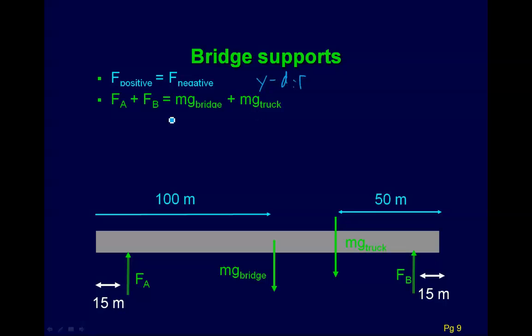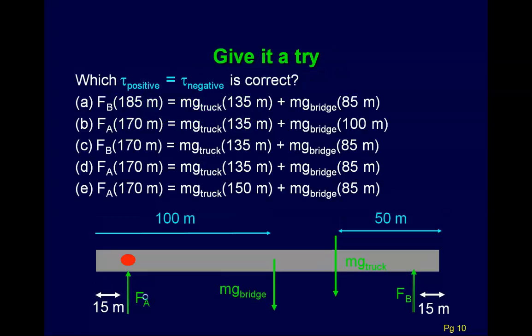And for us, it's pretty simple. It's the two forces up, FA plus FB, have to equal the two forces down. Okay, and this has to be true. Unfortunately, it doesn't really help us much because we know that FA and FB don't have to be the same. And so it's a nice equation, but at this point we can't do anything with it.